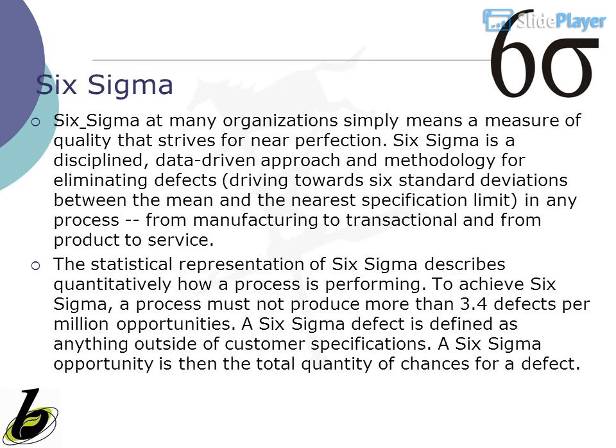The statistical representation of Six Sigma describes quantitatively how a process is performing. To achieve Six Sigma, a process must not produce more than 3.4 defects per million opportunities. A Six Sigma defect is defined as anything outside of customer specifications. A Six Sigma opportunity is then the total quantity of chances for a defect.